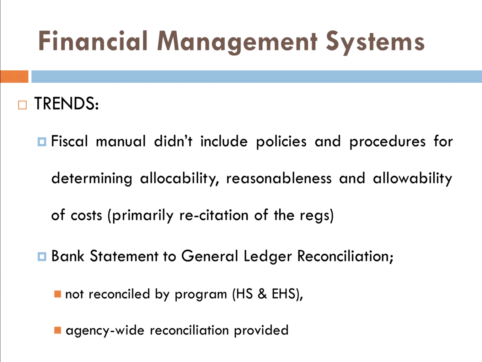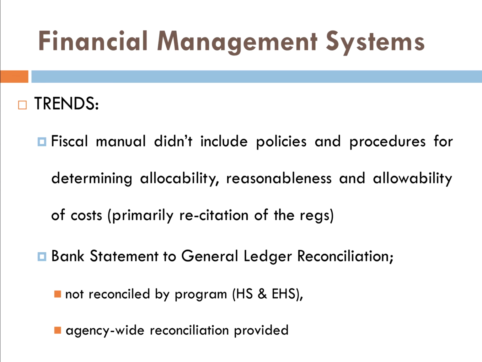Still under the financial management systems, the next trend was that the fiscal manuals didn't include policies and procedures for determining allocability, reasonableness, and allowability of costs. Primarily, what Perry was doing was reciting the regs, and that portion comes straight from the regulations, that your manuals must include all of your procedures for how you're determining what's reasonable, how you are determining what's allowable, and how you're determining what's allocable.